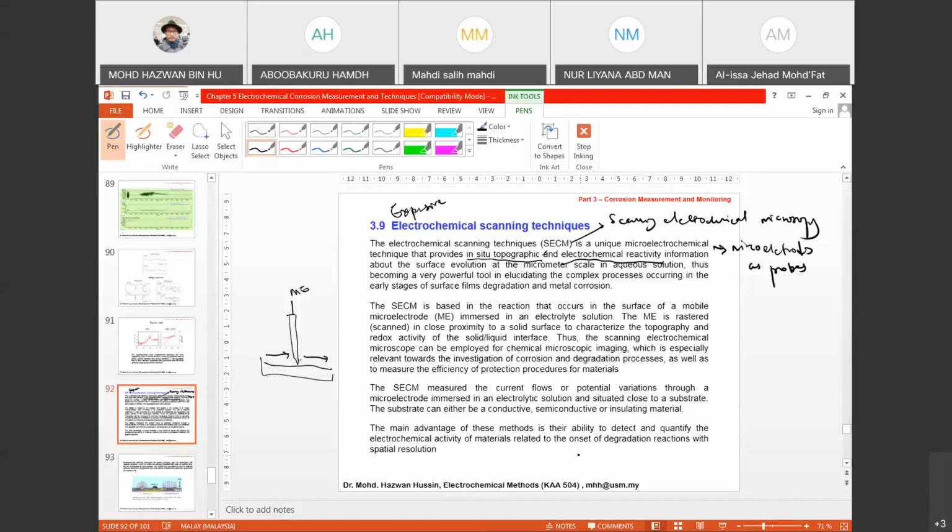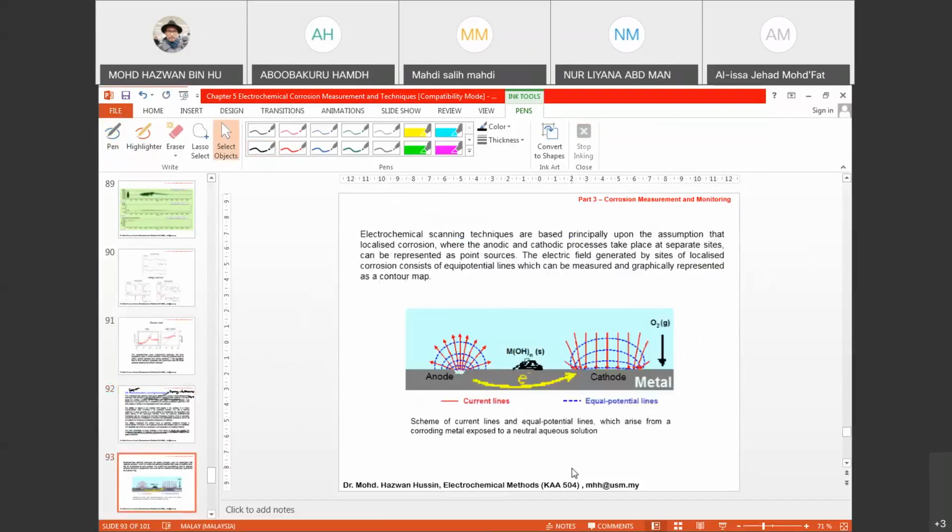The main advantage of this method is its ability to detect and quantify the electrochemical activity of materials related to the onset of degradation reactions with spatial resolution. Electrochemical scanning techniques are based on the principle that localized corrosion, where the anodic and cathodic processes take place at separate sites, can be represented as point sources. The electric field generated by sites of localized corrosion consists of equipotential lines which can be measured and graphically represented as a contour map.